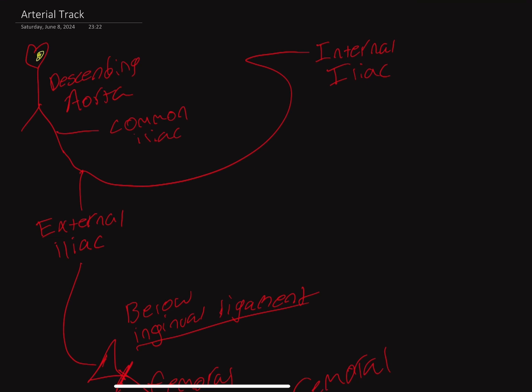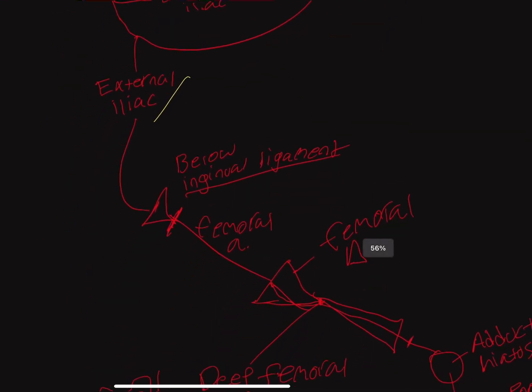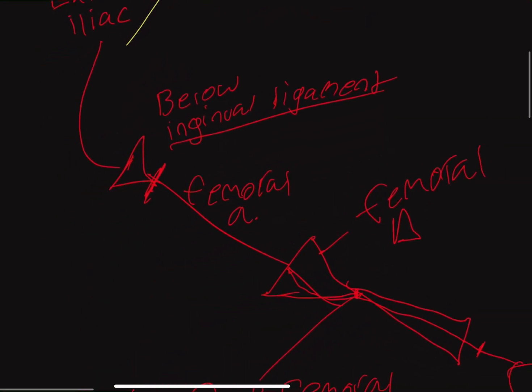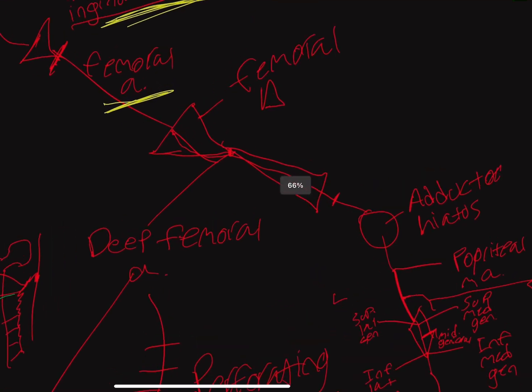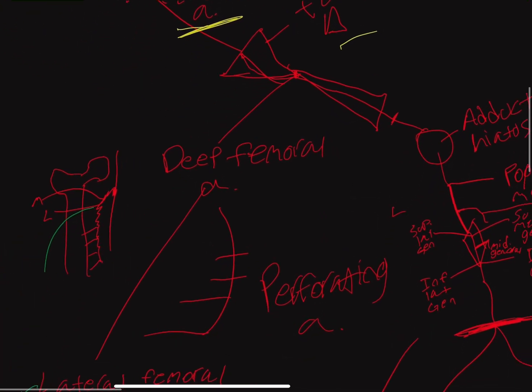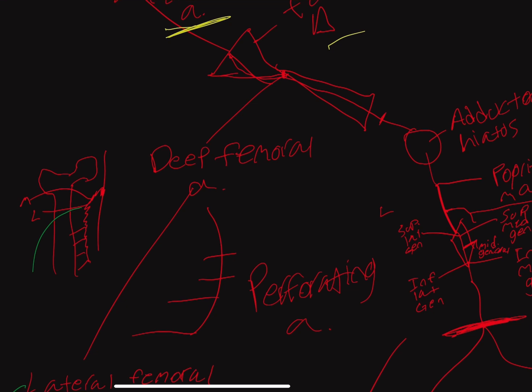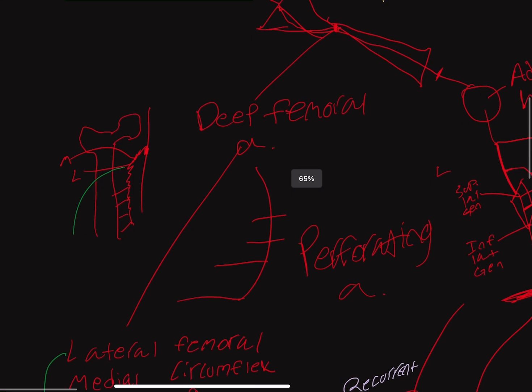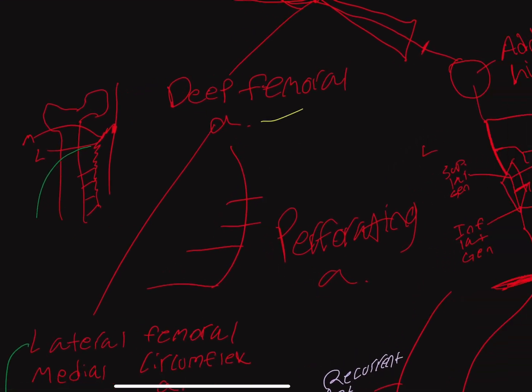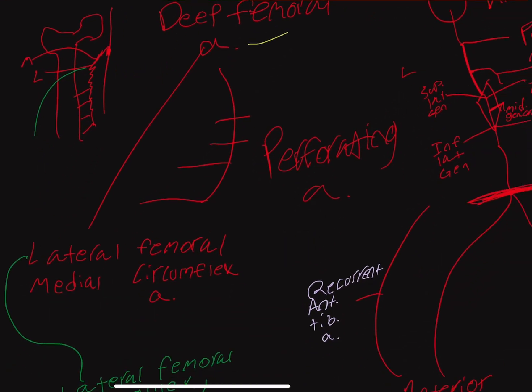So that's your heart, right? You have your descending aorta, your common iliac, and then you're going to go into your external and your internal iliac, right? That external iliac is going to travel below the inguinal ligament, and it's going to turn into the femoral artery. That femoral artery is going to go through the femoral triangle, and if you continue down, it's going to go through the adductor canal, still remaining the femoral artery, but before the adductor canal, you're going to have your deep femoral artery.